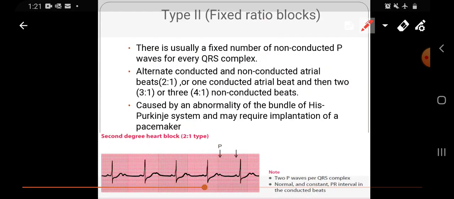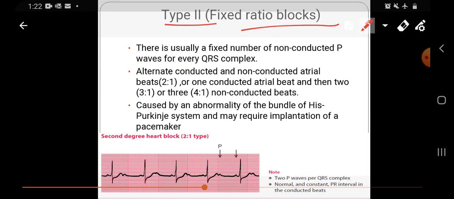Now type 2 we sometimes call fixed ratio blocks, where there is a fixed number of non-conducted P waves for every QRS complex. For example, it could be that one P wave passes and one P wave does not pass. For example, one is conducted and one is not conducted, or one is conducted and then two are not conducted. One is conducted and then three are not conducted. We have a specific pattern. Okay, so this we call fixed ratio blocks.